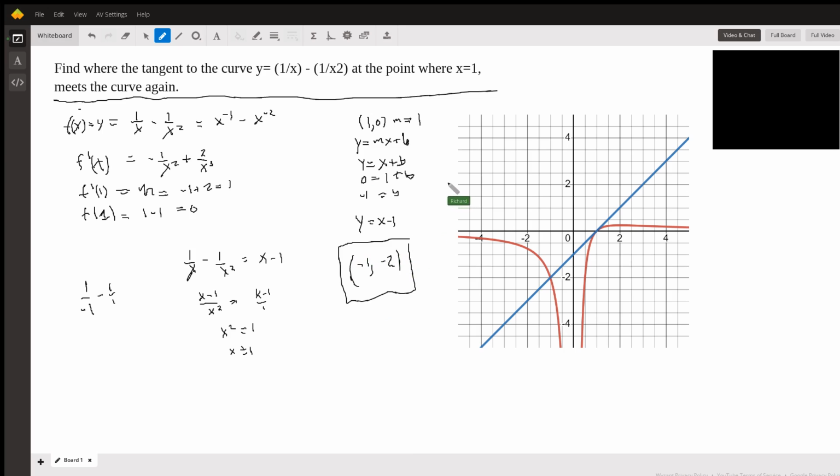So this is a fairly typical question for this part where we're finding the equation of the tangent line. It's a little unusual to be asked for the intersection here, and you can see we had to do some reasonably challenging algebra to get the answer. And x equals -1 is the other intersection, and the y value is -2, and you can see that from the graph as well.